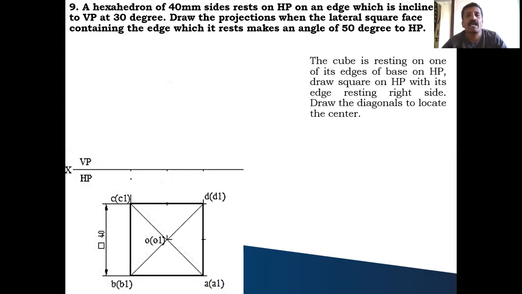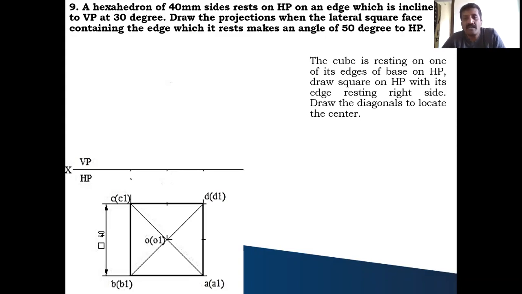What has he given? A hexahedron, nothing but a cube of 40 millimeter. The cube of 40 millimeter means all 4 sides of the base are equal, and the height is also the same. So if the height is the same as that of the base, then a square prism will become a cube. It says hexahedron of 40 millimeter, the side of the base rests on its edge, which is inclined to VP at 30 degrees. Draw the projection when the lateral square face containing the edge on which it rests makes an angle of 50 degrees with respect to HP as given.